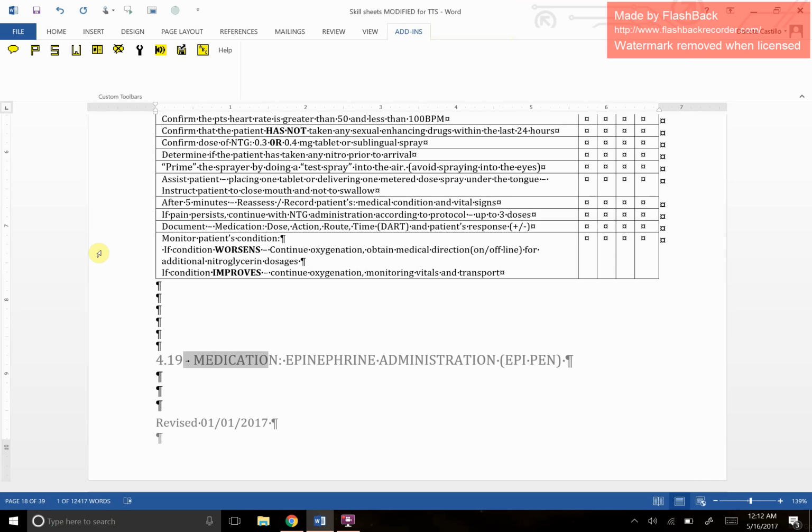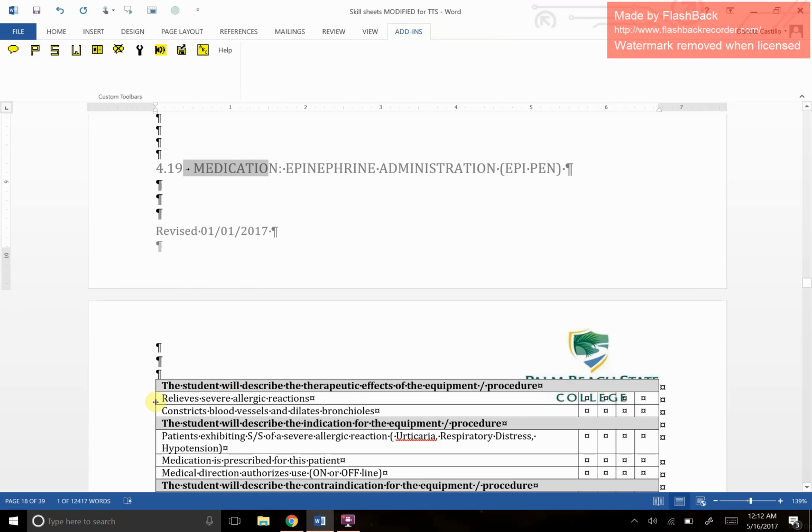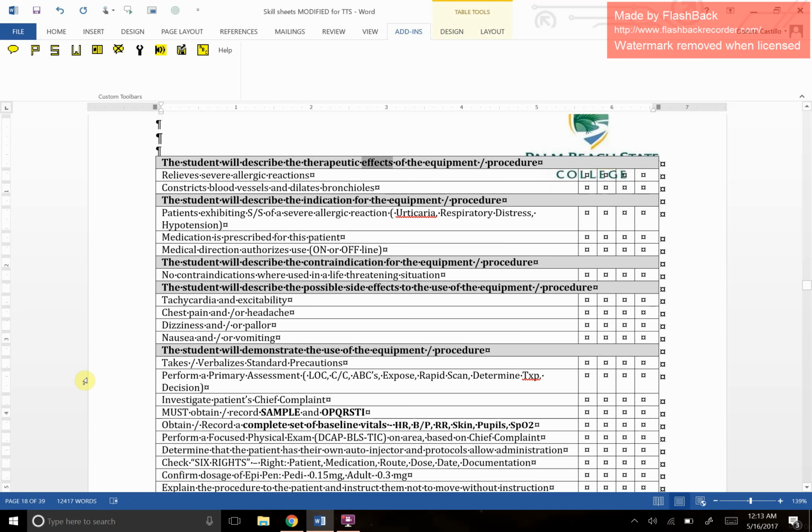4.19 Medication, epinephrine administration, EPIPEN. The student will describe the therapeutic effects of the equipment/procedure. Relieves severe allergic reactions. Constricts blood vessels and dilates bronchioles.